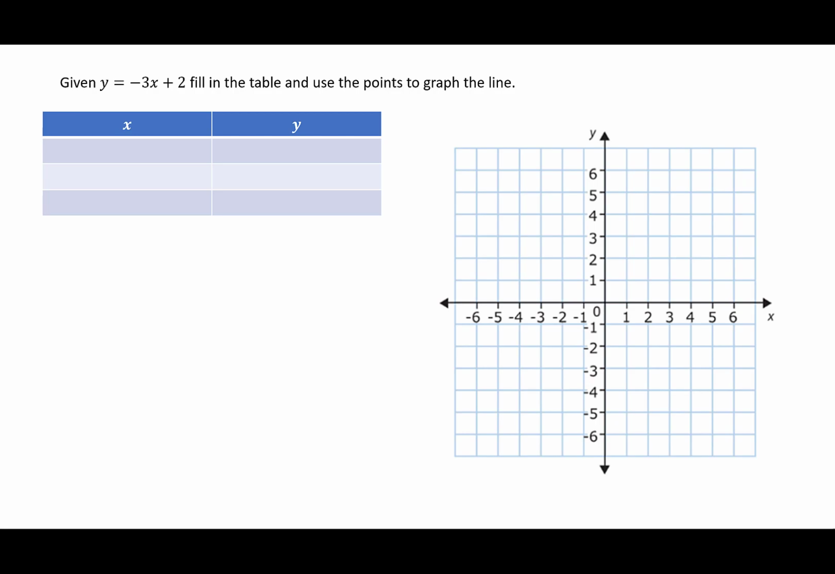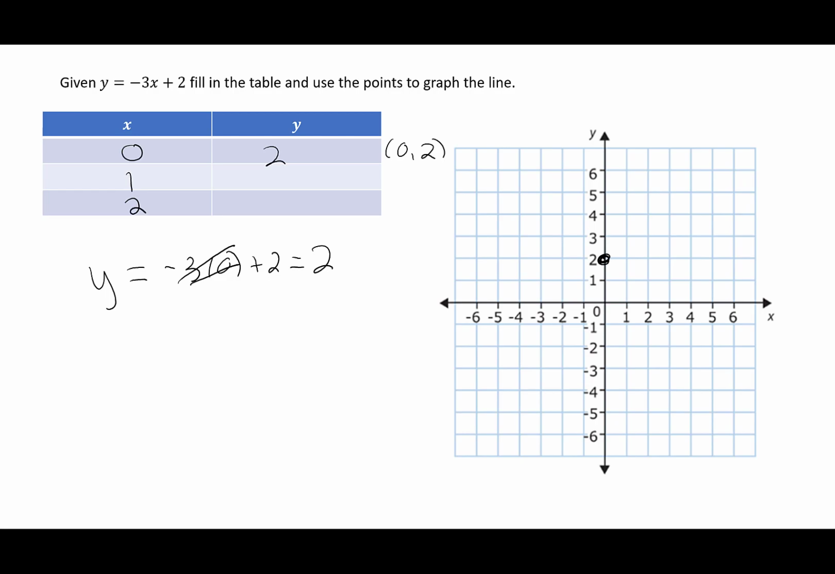So this is still a line. You're asked to fill in a table, which is why I'm going to do this with you too. It's just to show you what we are looking for. You should be given the points to do. I'm just going to make up, let's do 0, 1, and 2. So we're going to plug these in. So y equals negative 3 times 0 plus 2. That's 0, so this is 2. And I'm just reinforcing that this is a point 0, 2.